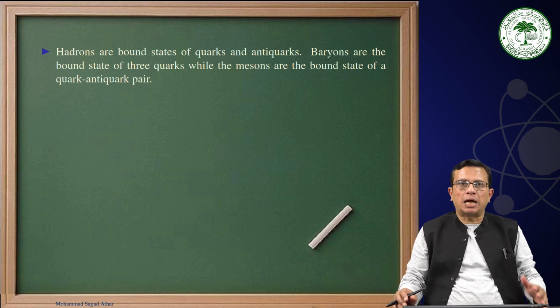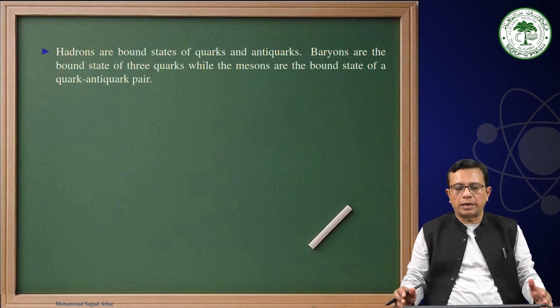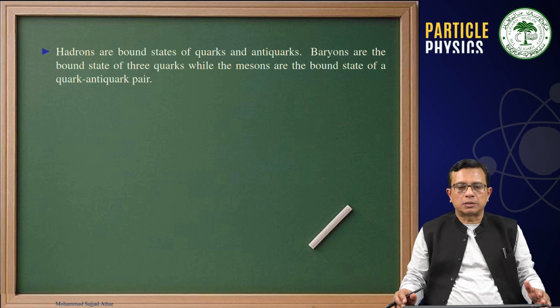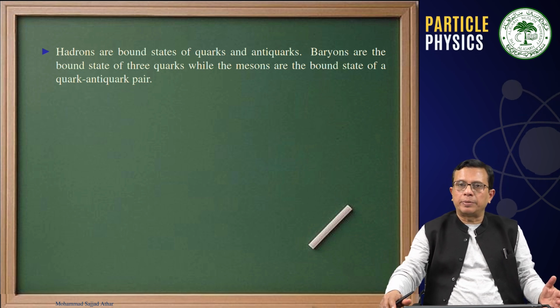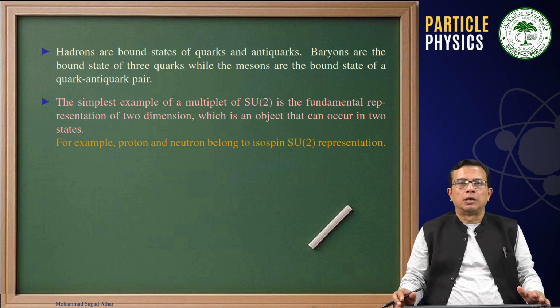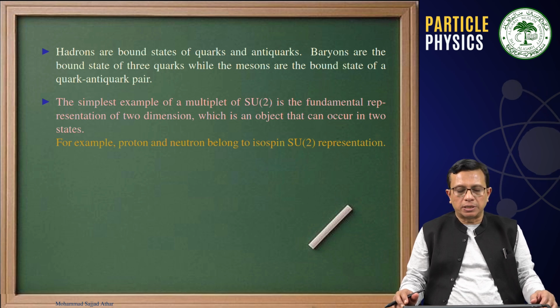To start with, as we know, hadrons are bound states of quarks and antiquarks. Baryons are made up of three quarks and mesons are made up of a quark anti-quark pair. Therefore, the simplest example of a multiplet of SU2 is the fundamental representation of two dimensions, which is an object that can occur in two states that we have discussed.